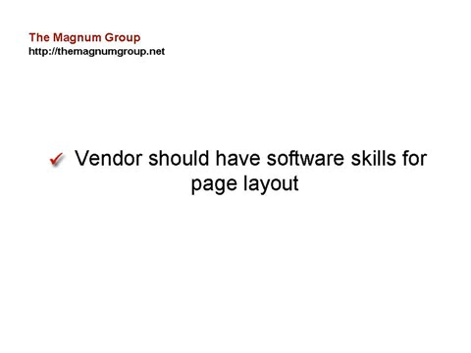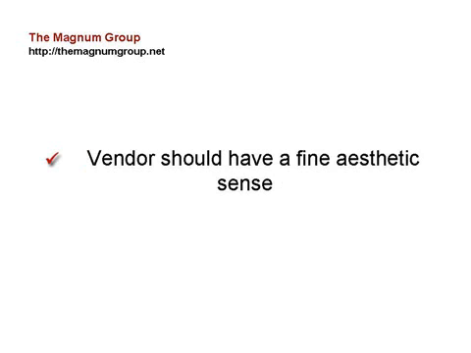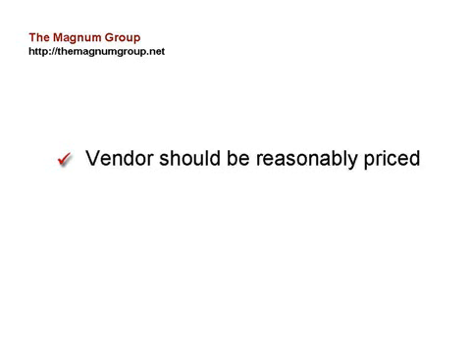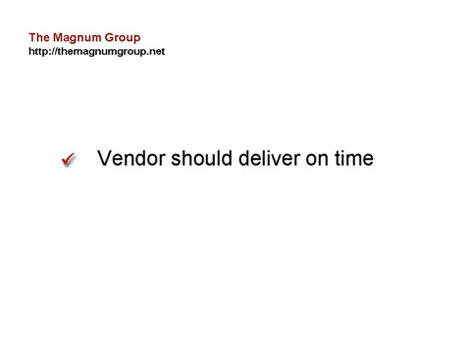After that, the vendor has got to have an aesthetic eye. When the page is finally laid out, it shouldn't be too crowded. It should not intimidate the reader. The vendor should not be too expensive. Prices should be reasonable. The vendor must also deliver on time. As I mentioned earlier, if the vendor says we'll deliver in X days, then it should be delivered in X days. So these are some of the characteristics which a designer of user manuals should have.